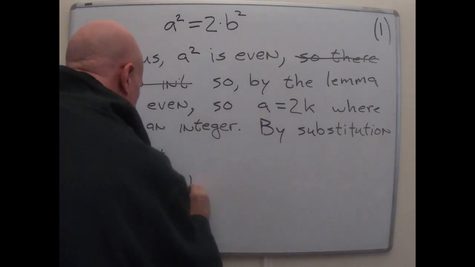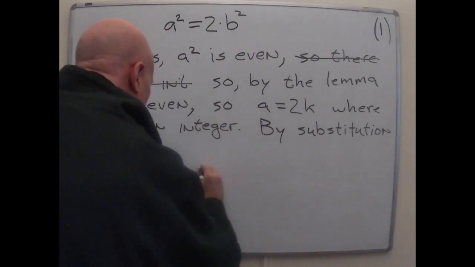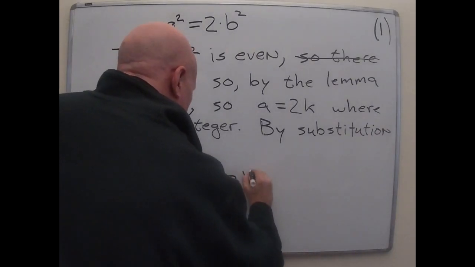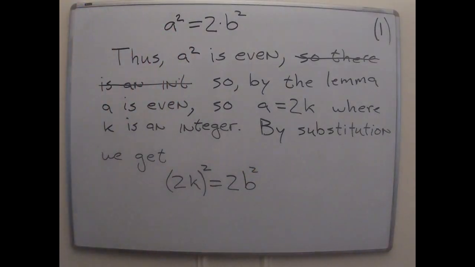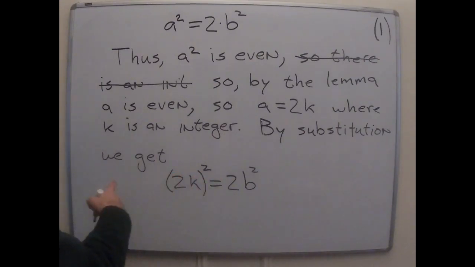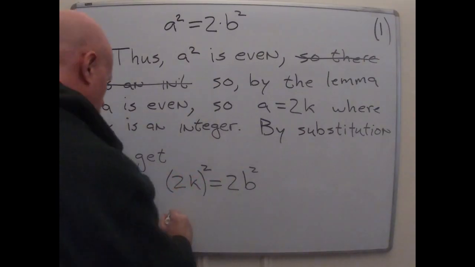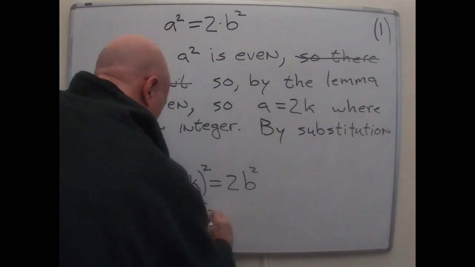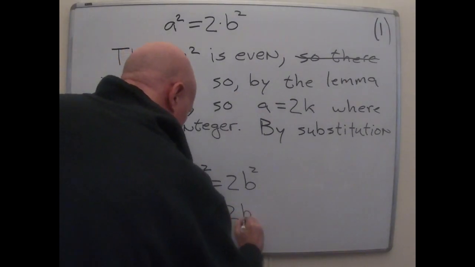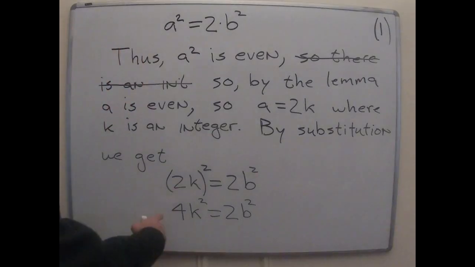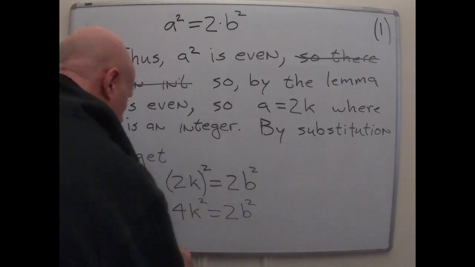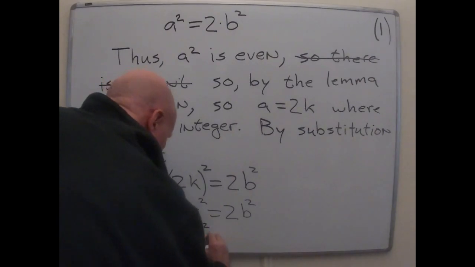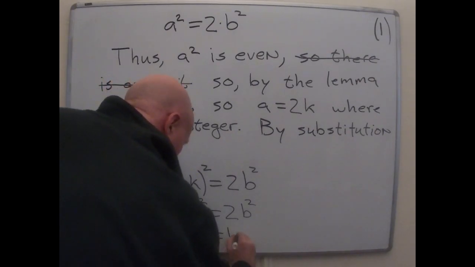Well, we can substitute this value for a back into our equation 1. That 2k squared is equal to 2b squared. Right? And now that's the same thing as 4k squared equals 2b squared. And finally, there's a 2 on both sides, so you can cancel that off and you get 2k squared equals b squared.